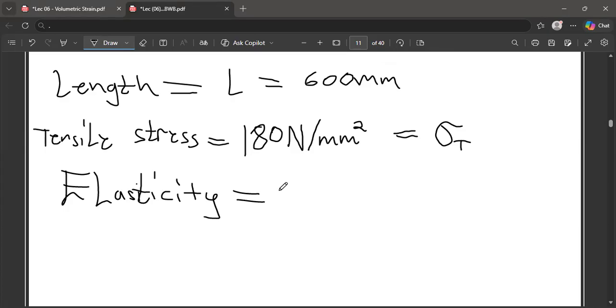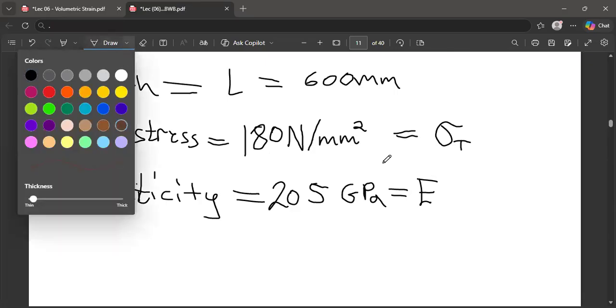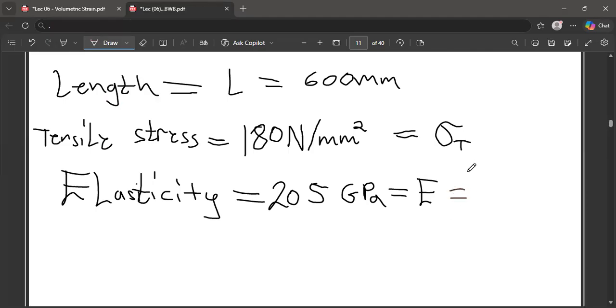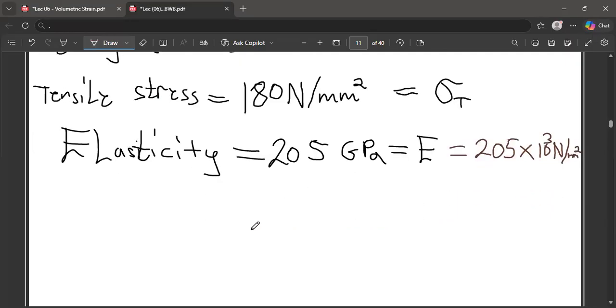So the elasticity over here was given to us as what? 205 gigapascal. And this is the same as our E. But if we want to reconvert this, then we can write it to become this. What they have given to us over here is the same as what? 205 times 10 exponent 3 Newton per millimeter squared. You see, as simple as that.